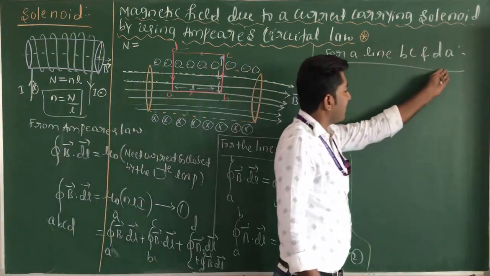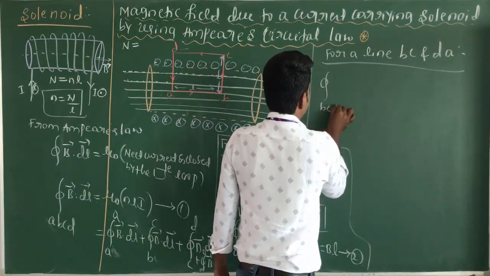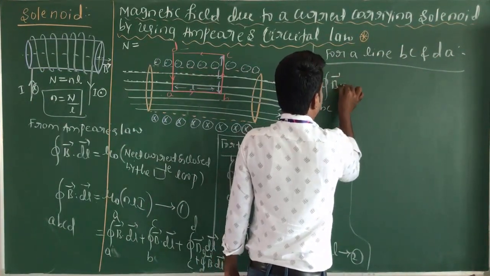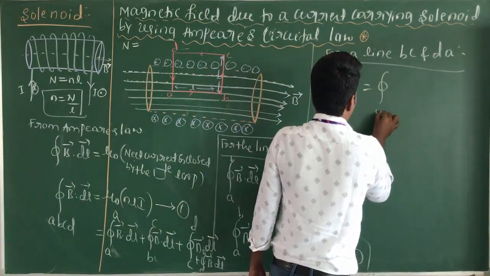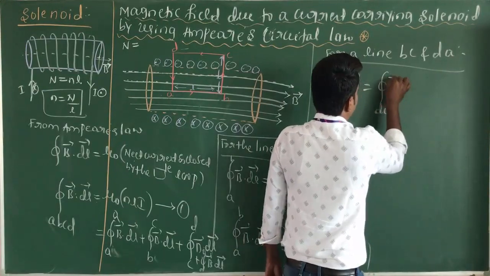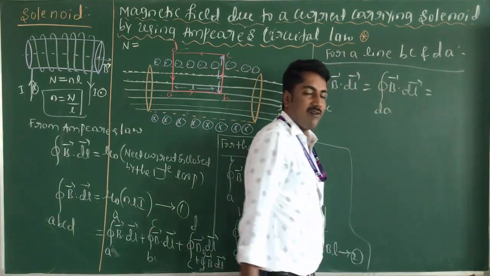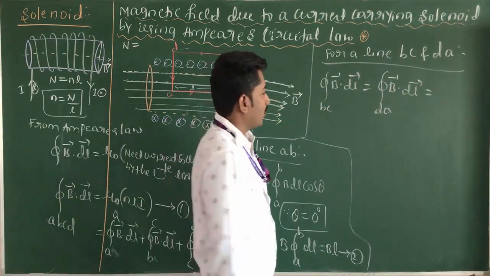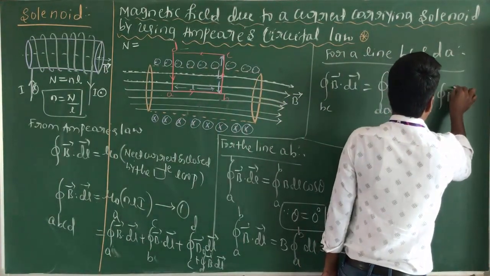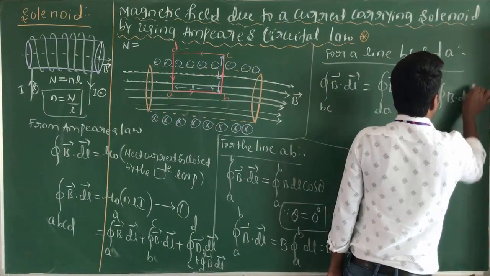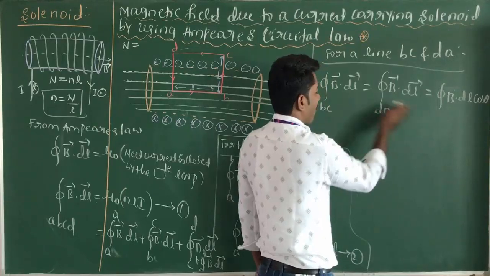For the lines BC and DA, the line integral of BC of vector B dot dl is equal to the line integral of DA of vector B dot dl. Here the line integral of B dot dl is equal to the line integral of B dl cos theta for this value.